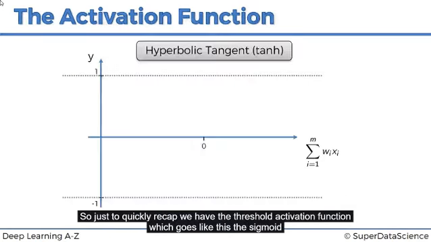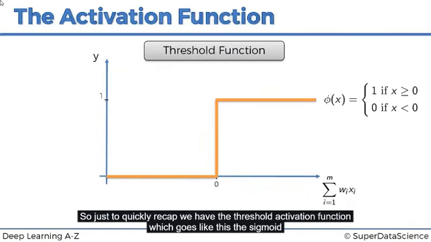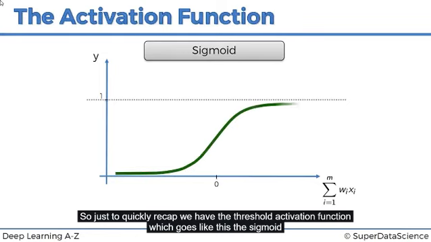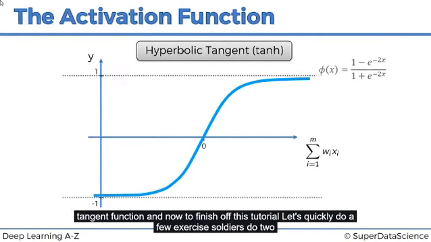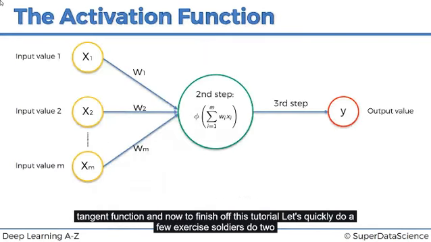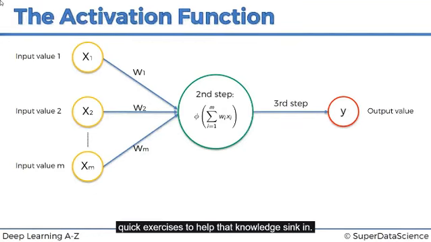So just to quickly recap, we have the threshold activation function, which looks like this, the sigmoid activation function, which looks like this, we have the rectifier function, and we have the hyperbolic tangent function. And now to finish off this tutorial, let's quickly do a few exercises. We'll just do two quick exercises to help that knowledge sink in.